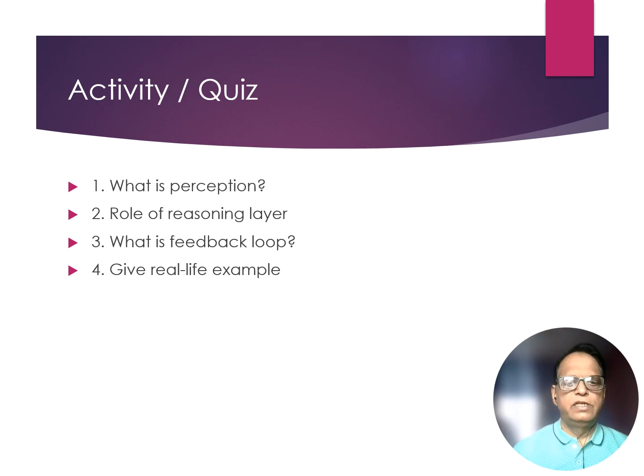So this is a reflection spot. You can answer these questions: What is perception? What is the role of the reasoning layer? What is the feedback loop? And also you can give some real life examples of agentic AI systems.